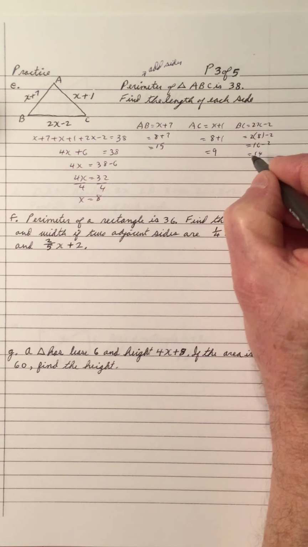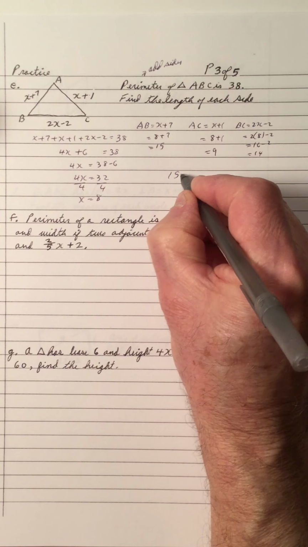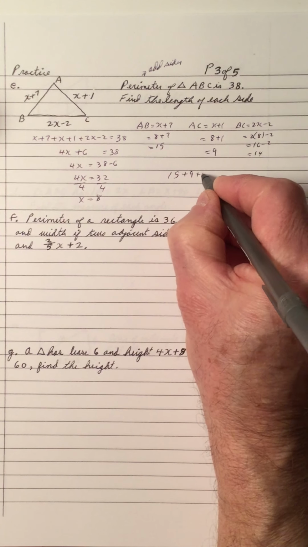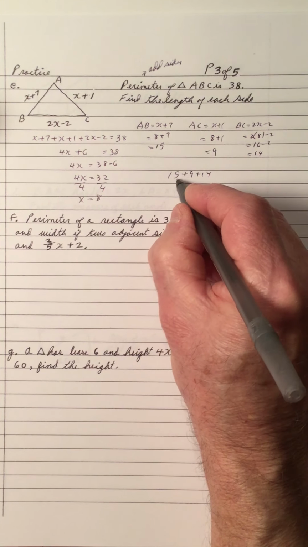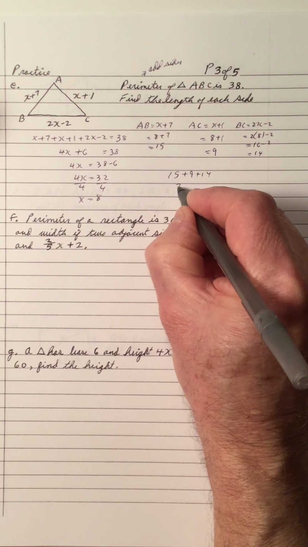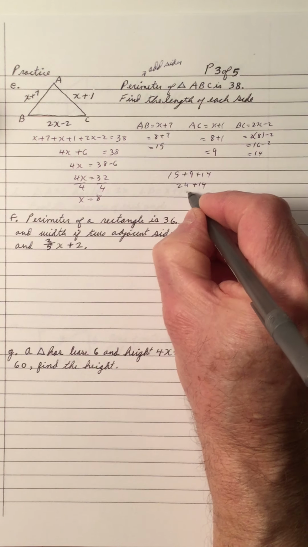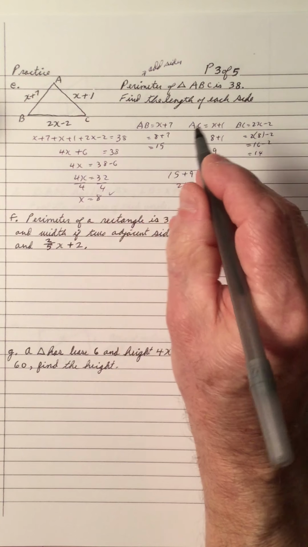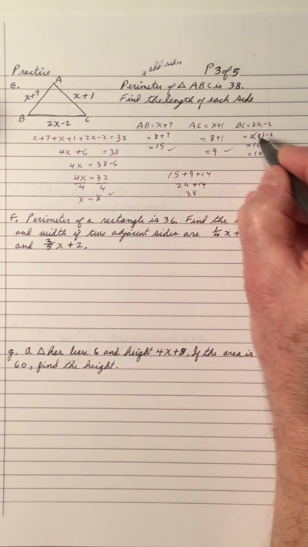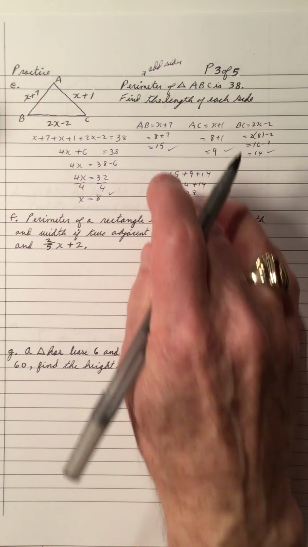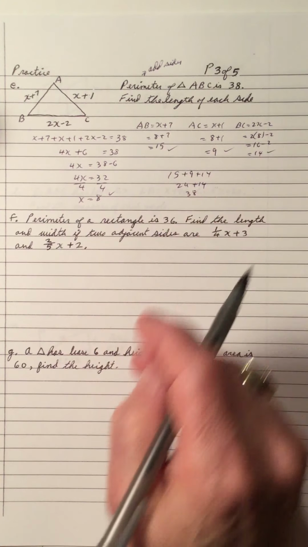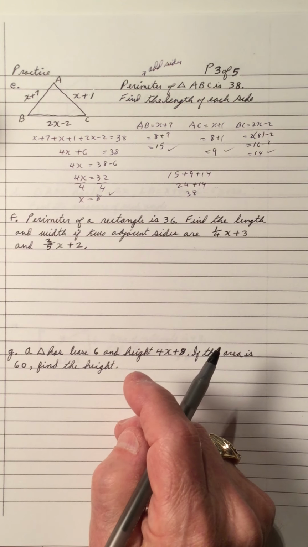So that's a 14. And a check is 15 plus 9 plus 14. That's 24 plus 14 is 38. So the 8 is right, and these are the three lengths. Perfect. We just checked it out because we added them up to get 38.